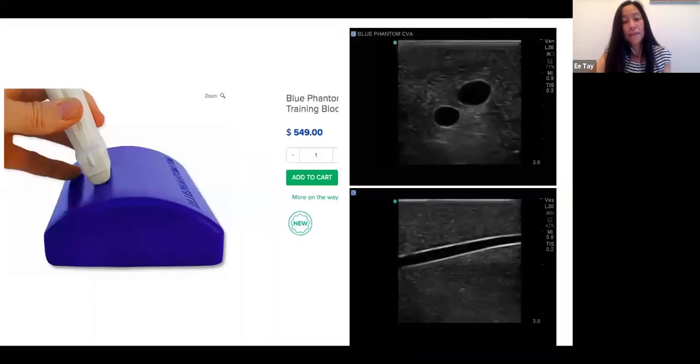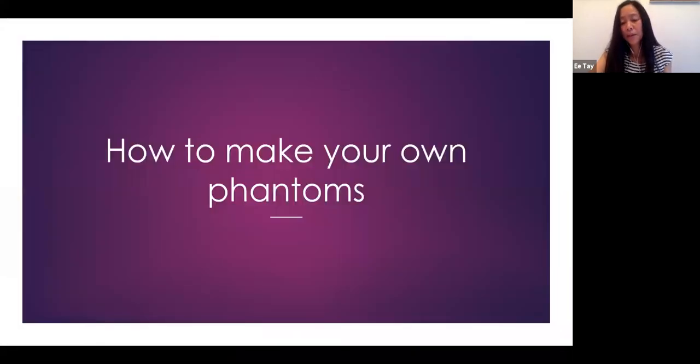Okay, so the phantoms can actually be pretty expensive. One block of this can be upwards of over $500, and they are reusable to some extent, but eventually you'll see these tracks that occur, so you know exactly where the vasculature is. So it can almost be a little bit of cheating. You can refresh these, but they can only go so far, and then you just spend another $550 on something like this. So how do you make your own phantoms?